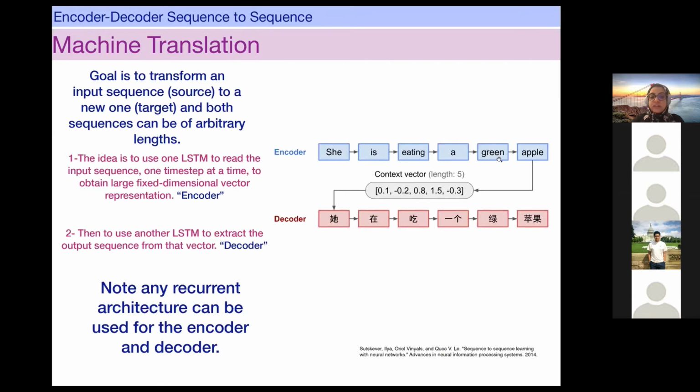So it doesn't really have to be an LSTM. We can use any recurrent cell. It can be an RNN, but it probably won't perform well. It can be a GRU, which is another type of recurrent cell.